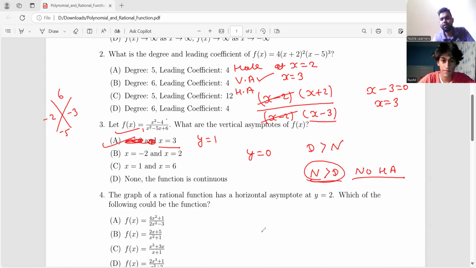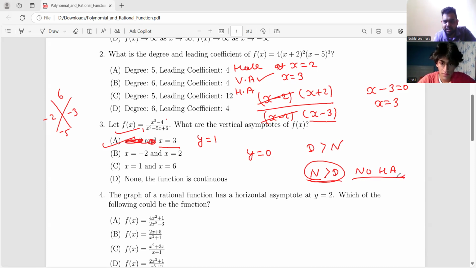Or you could also do the long division method, because synthetic division has a limitation. You cannot do synthetic division if the degree of the divisor is more than 1. Only if the divisor is a linear function can you do synthetic division. Otherwise, you cannot do that. Okay, that's also an important point.